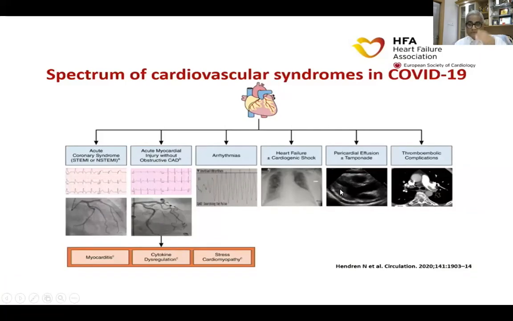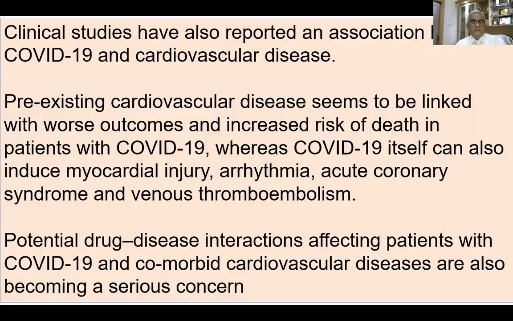In fact, I'll show you a slide which nicely shows an athlete having a pericardial effusion like this, an echocardiogram image, and thromboembolic complications like in this case where there's blood clotting in the pulmonary circulation. So it could be myocarditis, cytokine dysregulation, it could be stress cardiomyopathy. We know that patients with a lot of stress can actually present to a cardiologist in emergency with something similar to Takotsubo cardiomyopathy. So clinical studies have also reported an association between COVID-19 and cardiovascular disease.